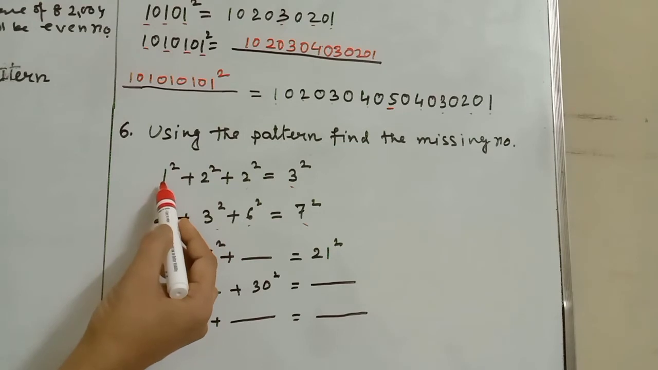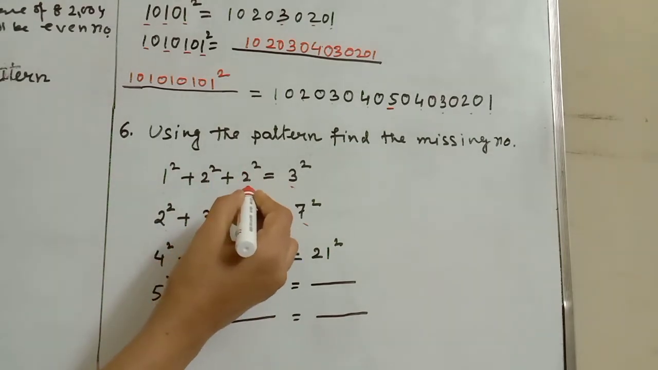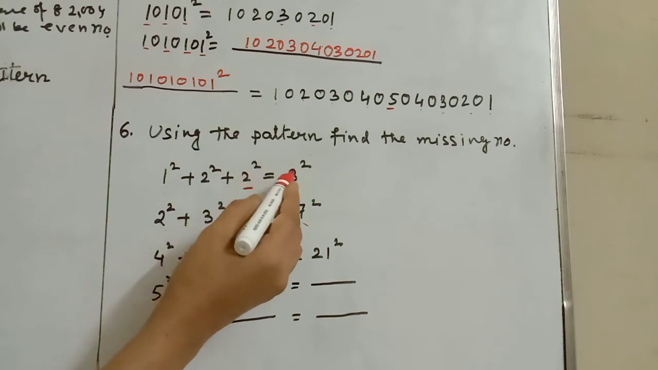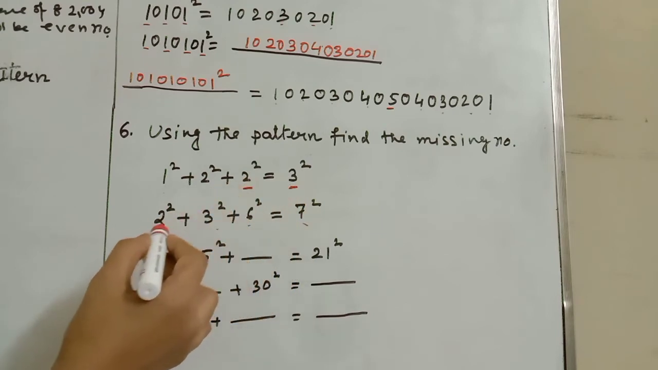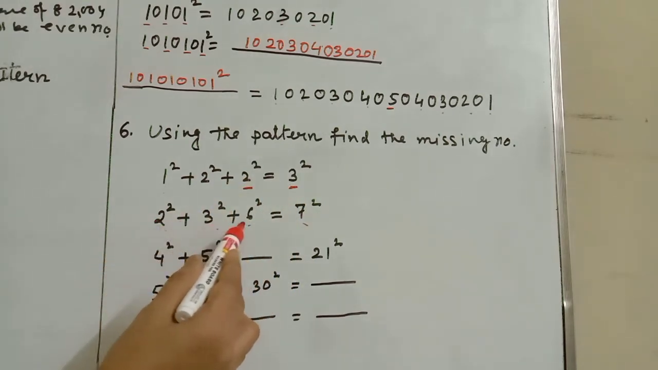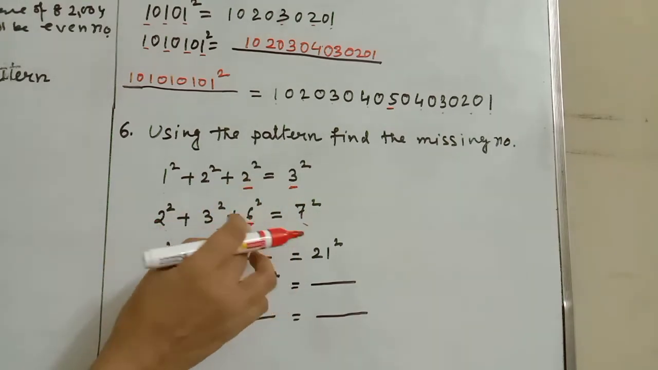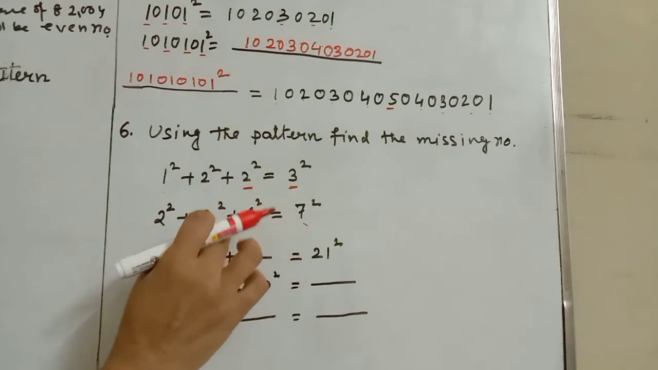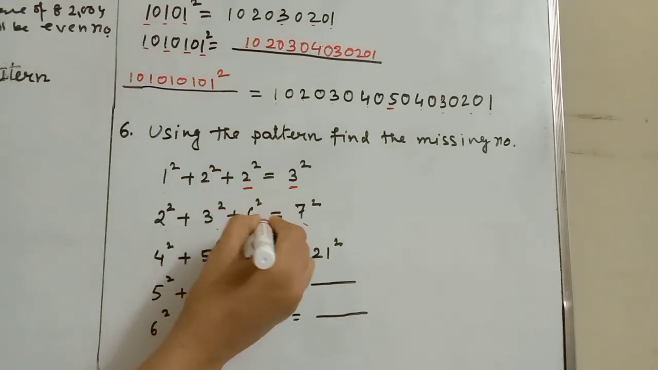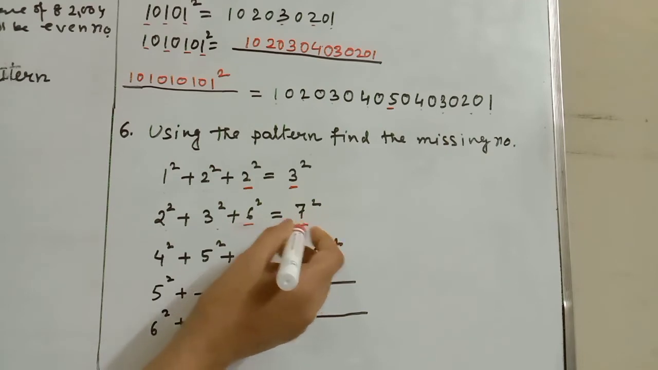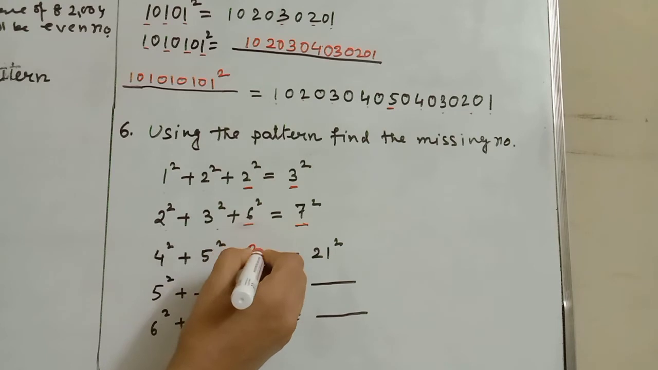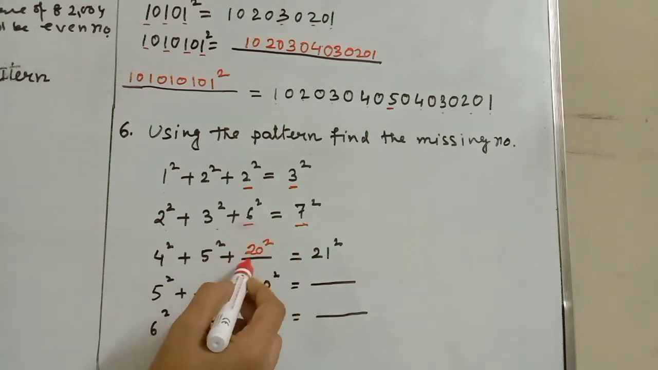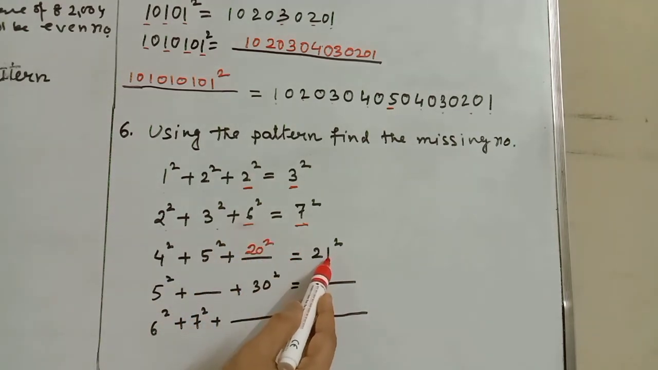See, 1 2s are 2, so 2 square. Then after 2 which number is coming? 3. Then 3 square. Follow this pattern here also. 2 3s are 6, 6 square. And after 6 which number will come? 7. So 7 square. That means 4 5s are 20, that means 20 square. And after 20 it is 21 square.